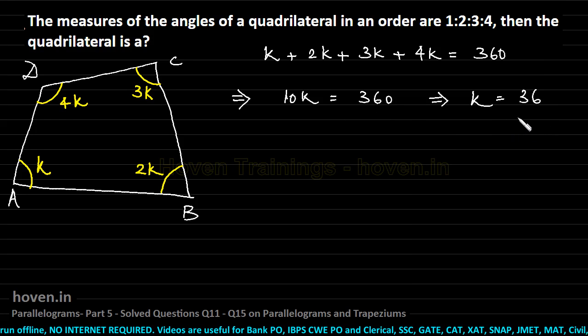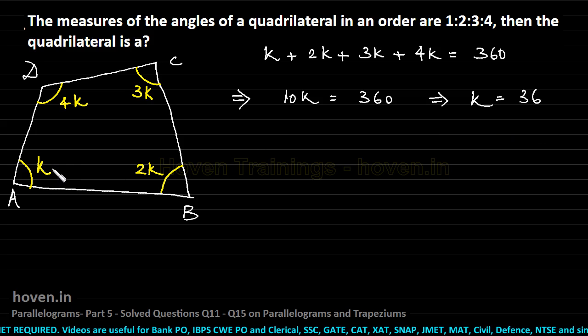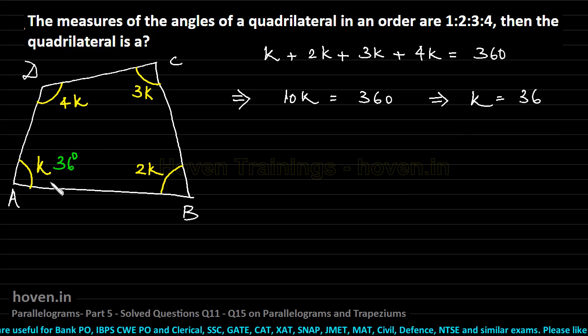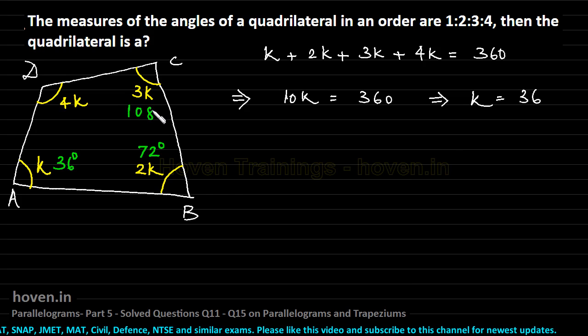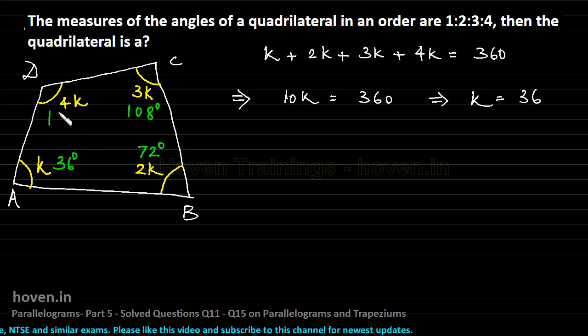Let us now mark our angles on the diagram itself. So this angle will be 36 degrees. This is 36 into 2, 72 degrees. This is 36 into 3 is 108 degrees. And this one will be 144 degrees.